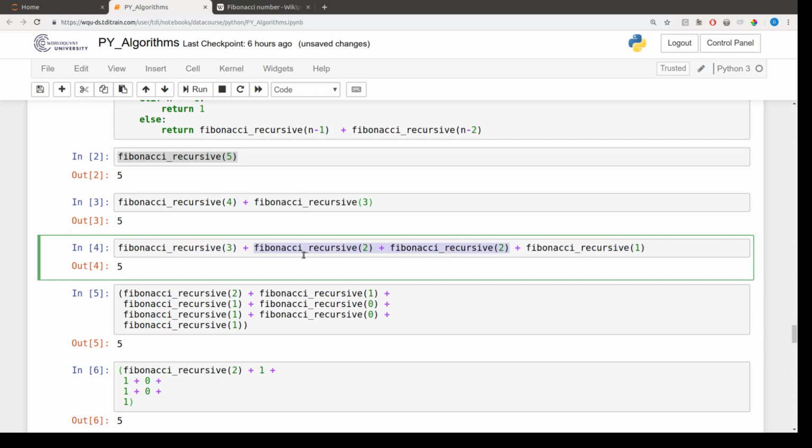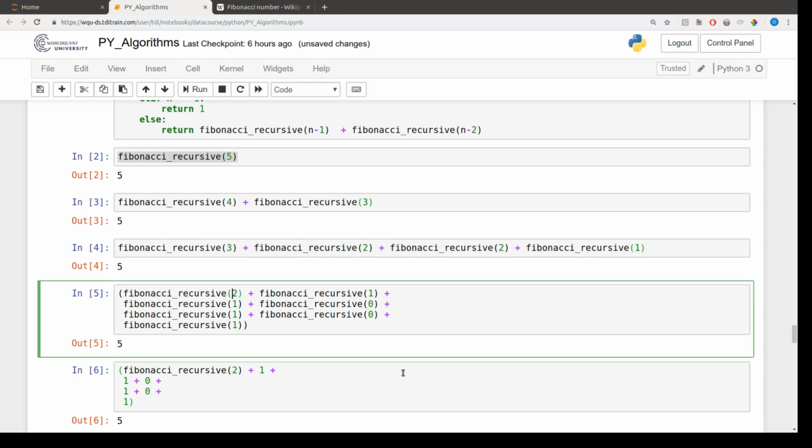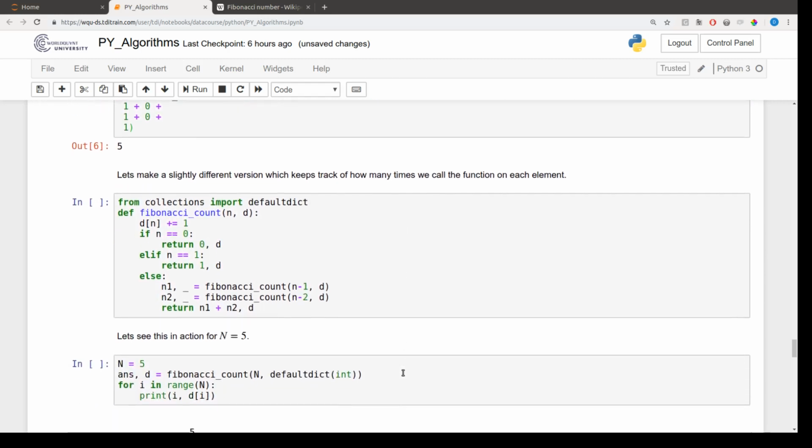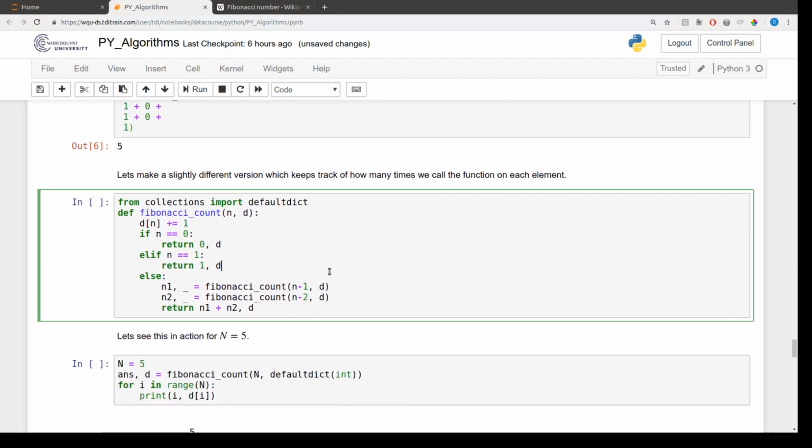We computed Fibonacci 2, 1, 2, 3 times. This is not very efficient because we're calculating the same things over and over. Let's see how many times we calculate each result for the 5th Fibonacci number. So here we're defining a function called Fibonacci count.